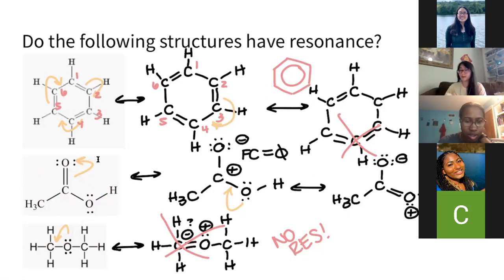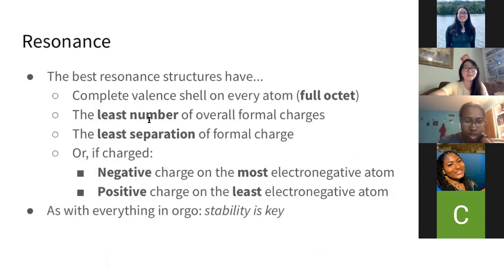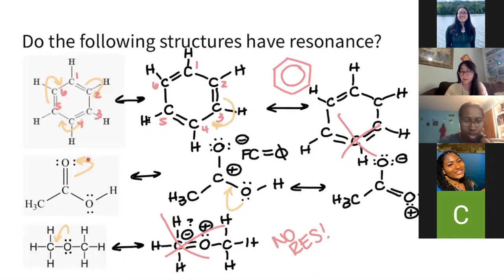All right, let's move on. So just a little bit of recap for resonance. The best resonance structures are going to have a complete valence shell on every atom. So usually that's going to be a full octet. And then these next two are going to come essentially in unison. But you also want the least number of overall formal charges, or in most cases, the least separation of formal charge. So remember over here, for this middle example, this original structure has no charges. It's going to be a little bit more stable, a little bit more favorable than something like one of these that actually has charges.